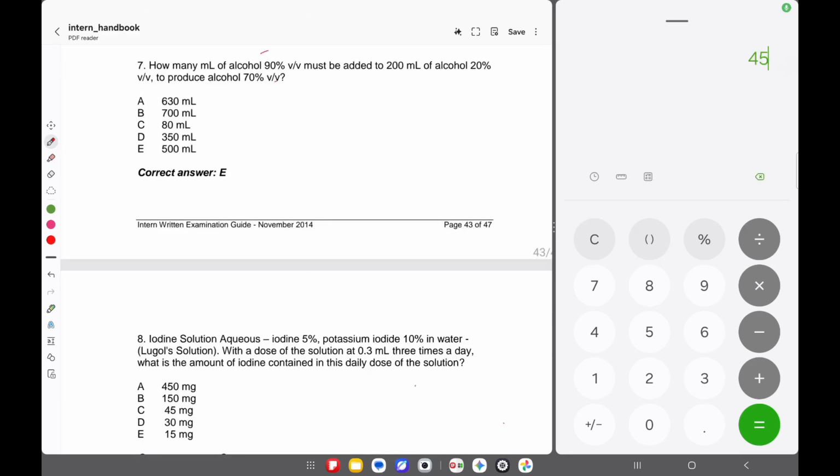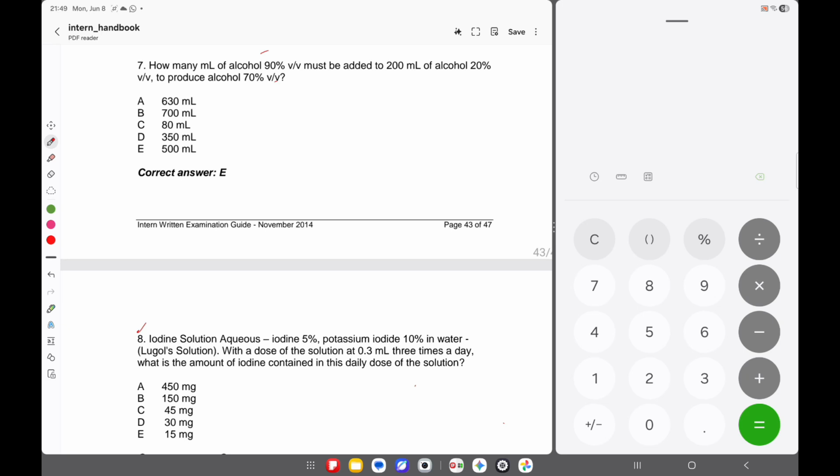So we have another problem here, problem number 8. It says an aqueous iodine solution that contains iodine 5% and potassium iodide 10% in water, that's called Lugol solution, with a dose of 0.3 ml 3 times a day. What is the amount of iodine? It doesn't say iodide, it doesn't say potassium iodide, it doesn't say potassium, it doesn't say ionized form, it says iodine.